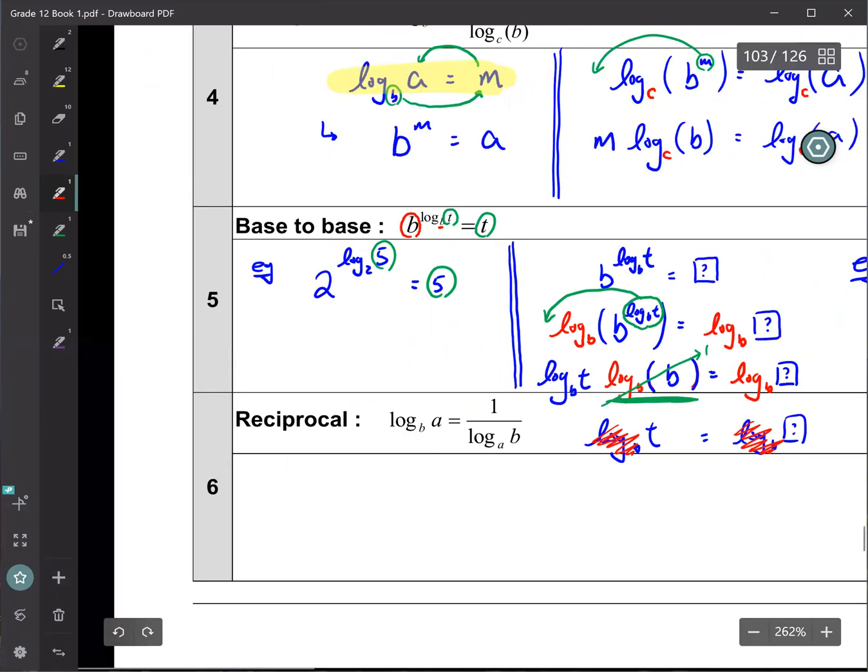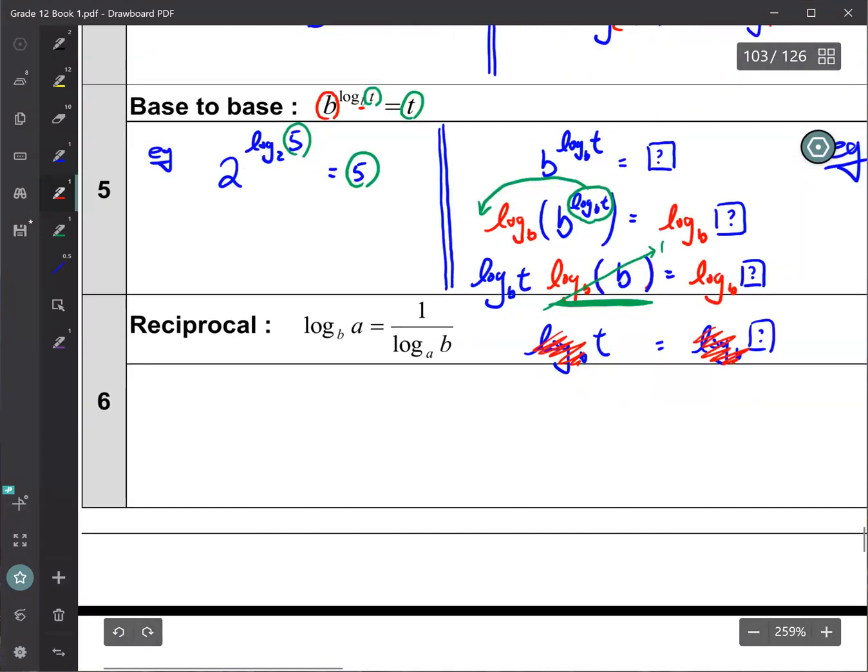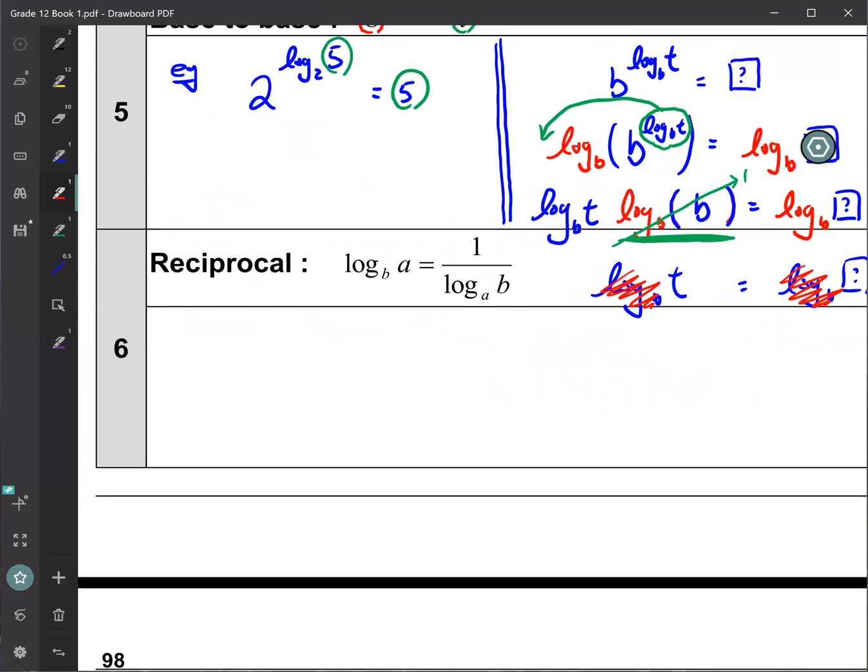All right, number 6 is the reciprocal rule. What this one is saying is that if you swap those two, the base is B here on the left side. Now on the right side, the base becomes A. What used to be the big number now becomes the base, and what used to be the base becomes the big number after the log. But then you need to do 1 over.